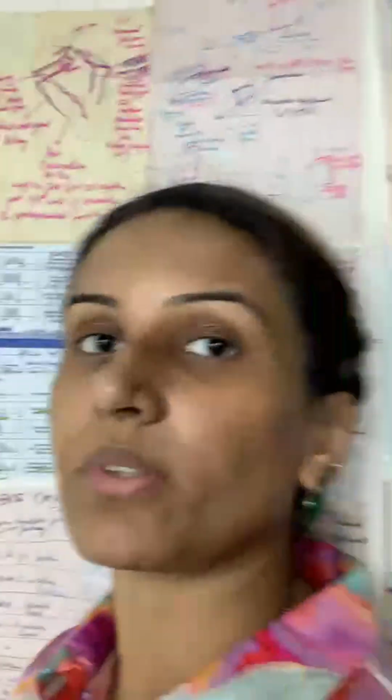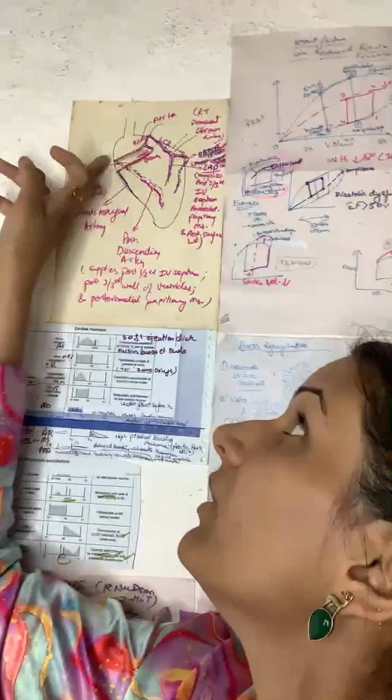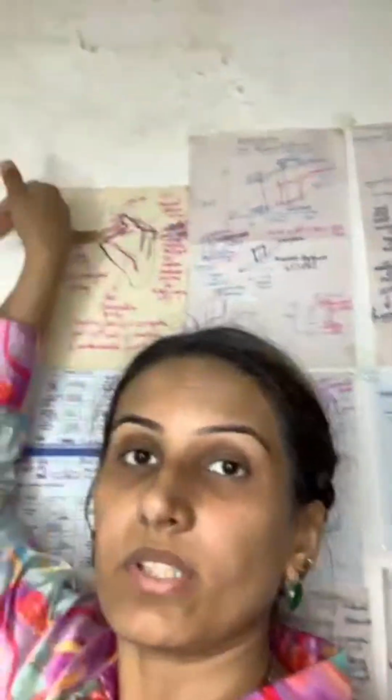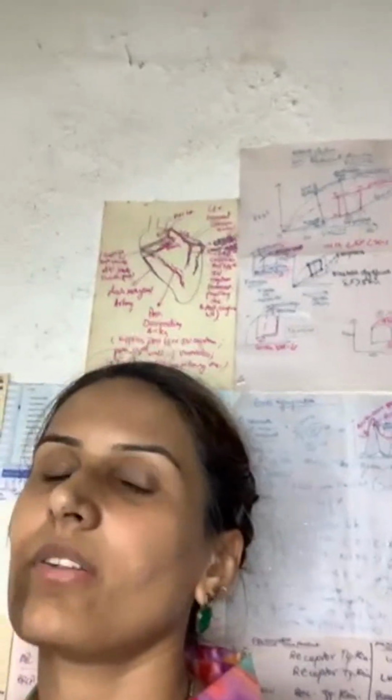And they are divided into two parts: right coronary artery and left coronary artery. So, what is the right coronary artery all about? The posterior descending artery comes out from either the right coronary artery or the left coronary artery. That will be the main decider of dominant circulation from your coronary arteries.